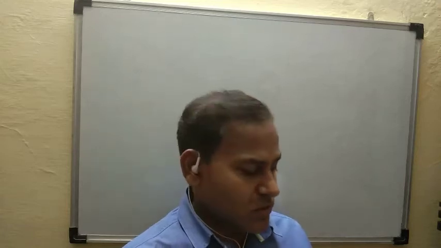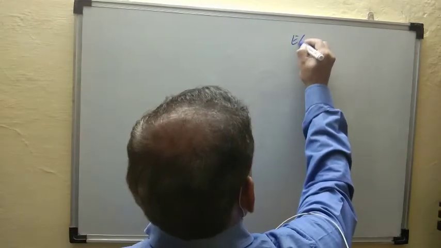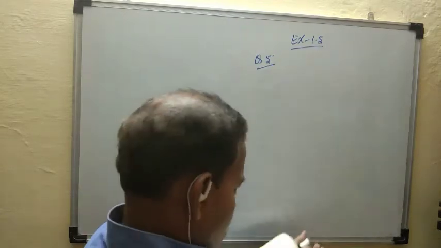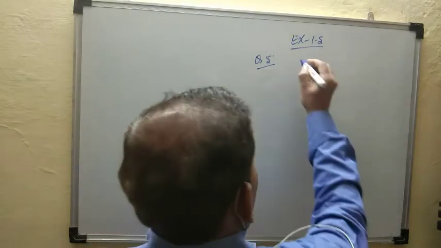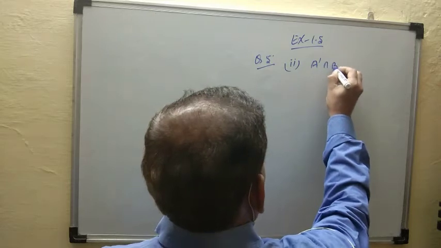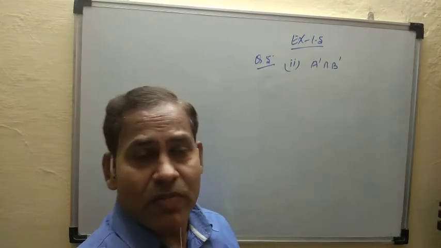Good morning students. Last class I discussed exercise 1.5 question number 5: draw an appropriate Venn diagram. So, exercise 1.5 question number 5. Draw the Venn diagram of A complement intersection B complement.